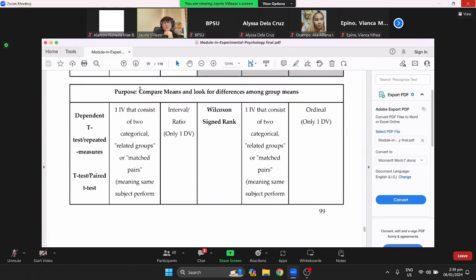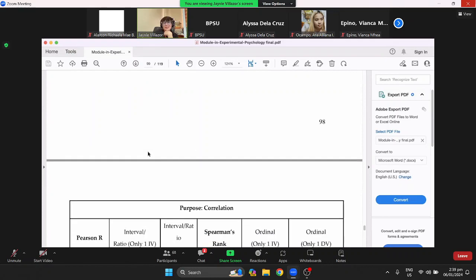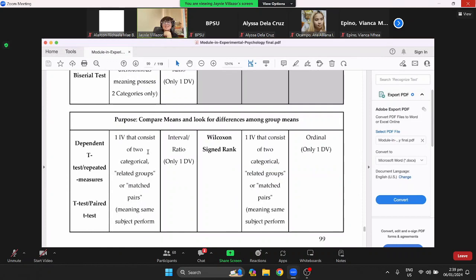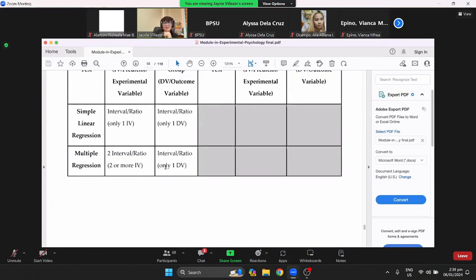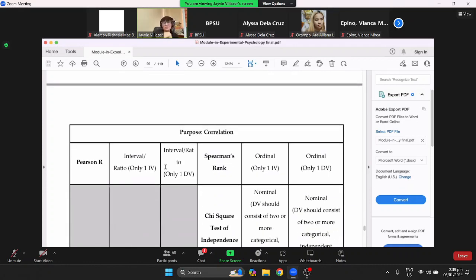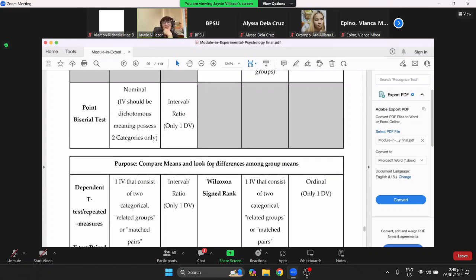Para naman sa purpose in terms of comparison or change, ito na yon. Sa experiment, hindi siya gumagamit ng prediction, hindi rin siya gumagamit ng correlation. Ang ginagamit sa experiment ay significant change or significant effect or significant difference. Okay? Ito yon. So, automatic, again, hindi kayo gagamit ng linear regression, hindi kayo gagamit ng multiple regression, hindi kayo gagamit ng Pearson R or Spearman or chi-square. Okay? Usually, ito ang gagamitin natin.